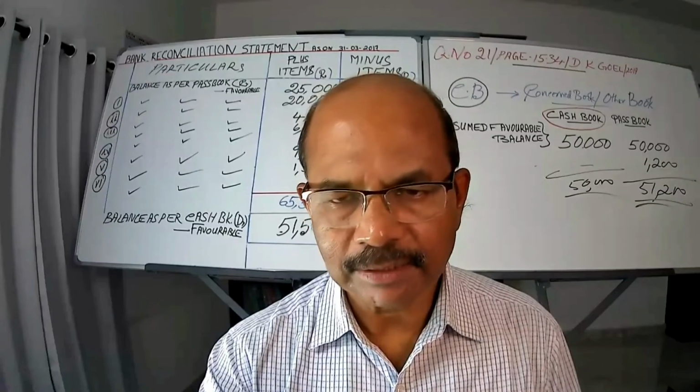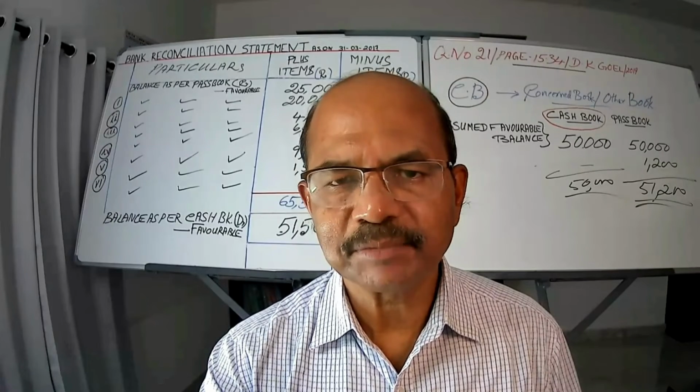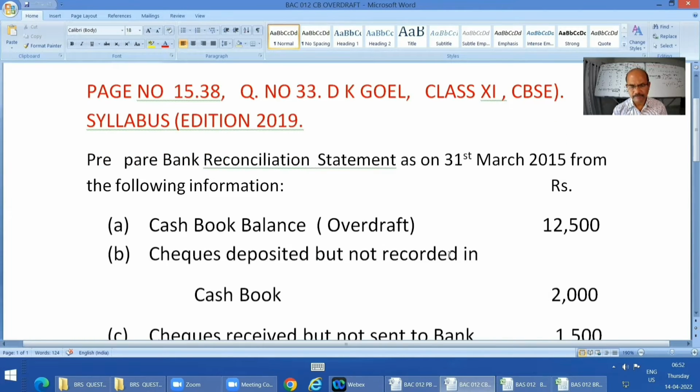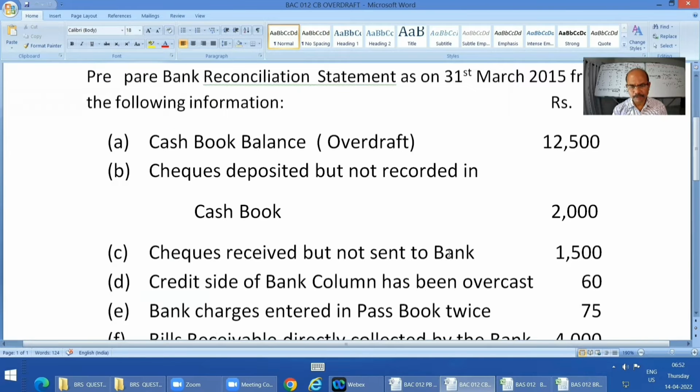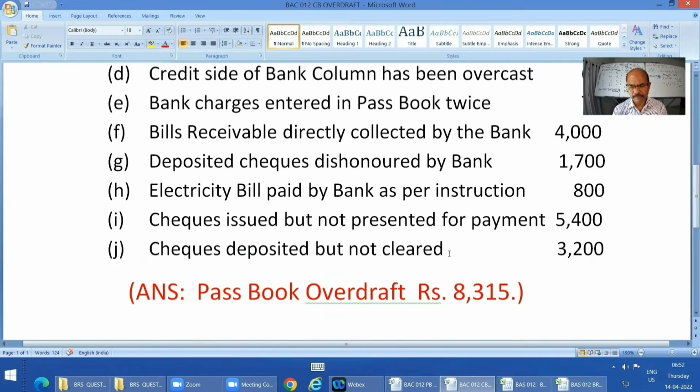Well, students, as I told you already, I'm sharing now both the questions and the respective answers. Well, the first one, what we have discussed. Page number 15.38, question number 33, DK Goel. I'm pausing it a little bit to enable you to take it down. Passbook overdraft balance, rupees 8315, is the answer given.